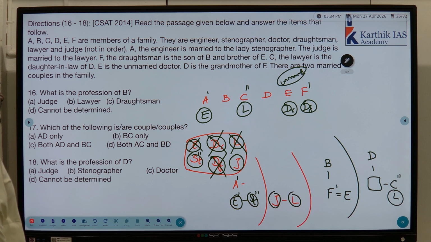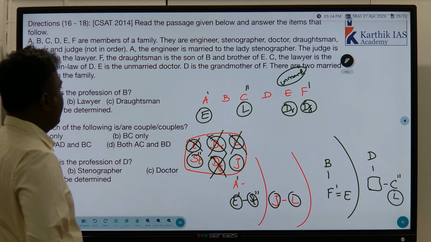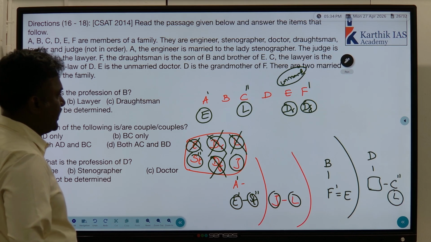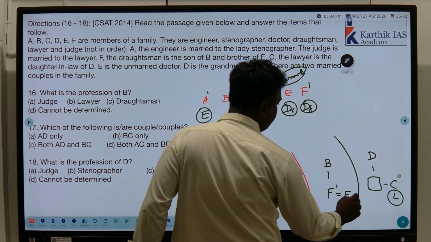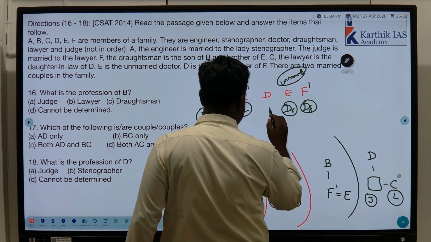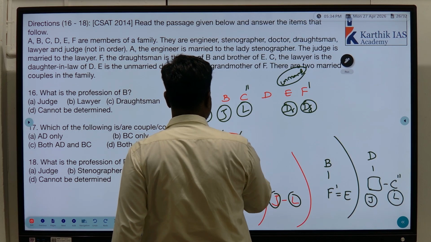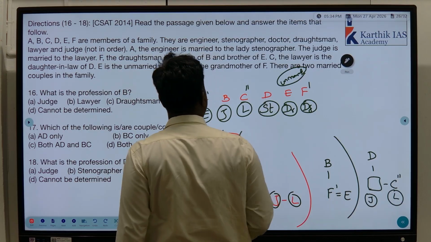Now, stenographer and judge, there are only two possibilities, B and D. Understand? Lawyer, already C is a lawyer. D cannot be a judge. Why? Because lawyer and judge are couples they mentioned. Correct? So D can't be a judge. So definitely B is a judge. D is a stenographer. That's all.